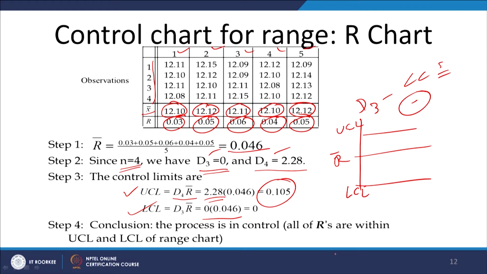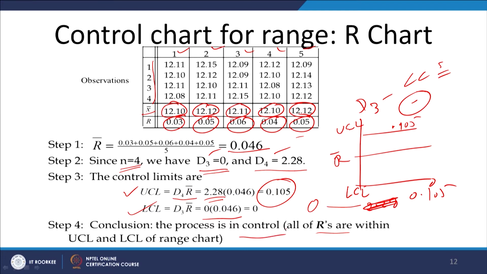The conclusion from this is that the process is in control, since all the R values fall within the acceptable limits. Here 0.03, 0.04, 0.05, 0.06, 0.04, 0.05. All these values are well within the limits of 0 to 0.105. This is the upper control limit, 0.105, and 0. All the values fall well within this range, so the process is under control.